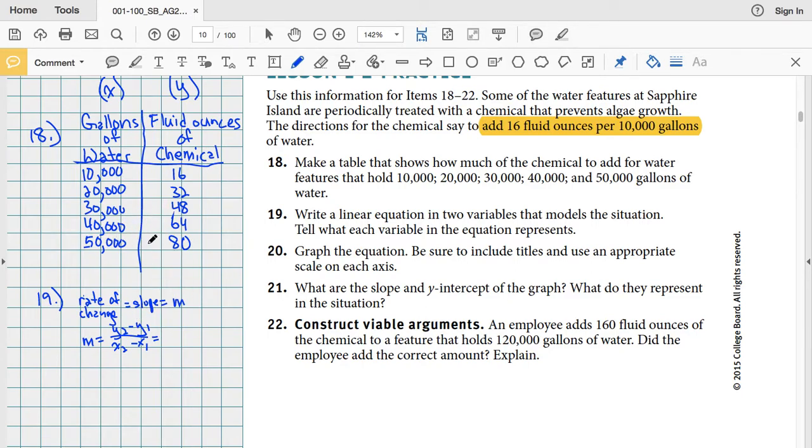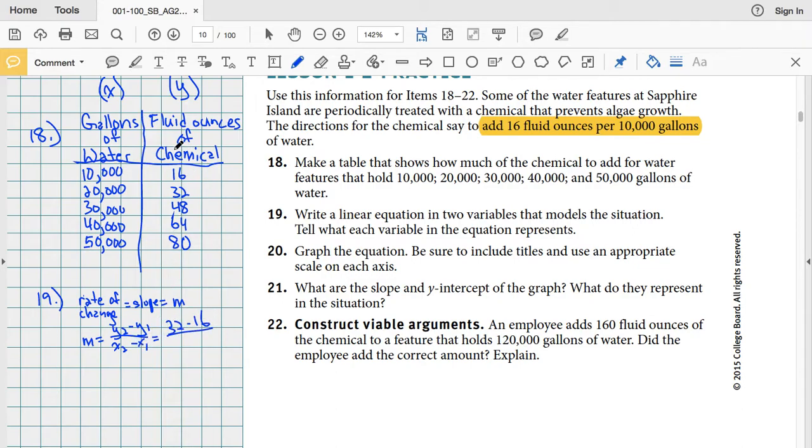And so we could choose any two of these ordered pairs and use this formula here to figure out what the rate of change is. And we're going to do that. I'm just going to use the first two. So this would be the second one, x2, y2. And this one would be the first one, x1, y1. So let's go ahead and plug these in. So for y2, we have 32. For y1, that would be 16.